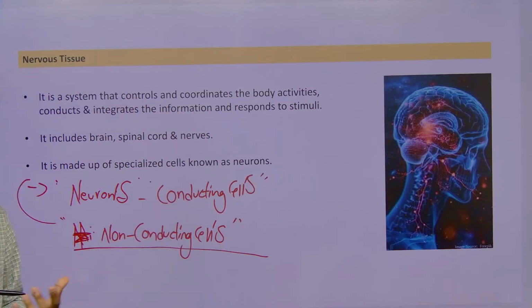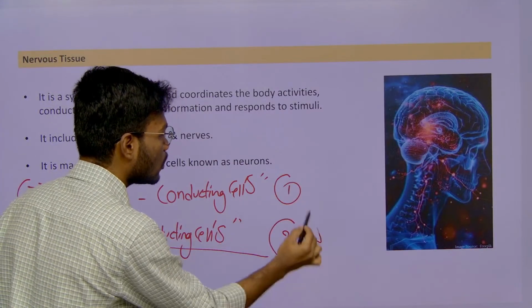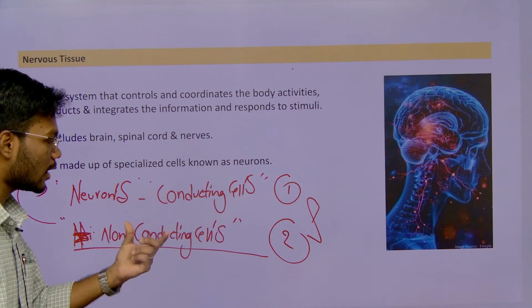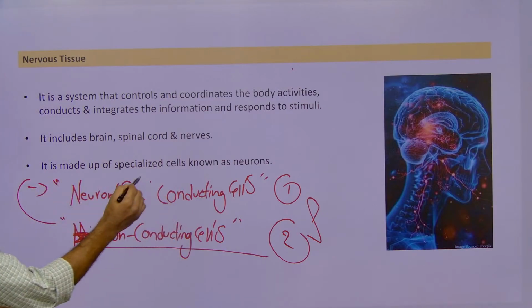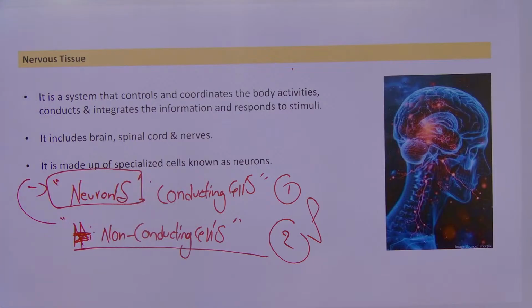Another one is what? Non-conducting cells. These are the two cells which play an important role in the nervous system. This nervous system is made up of two different kinds of cells: conducting cells and non-conducting cells. What are conducting cells? Neurons are the conducting cells. These are the structural and functional unit of the nervous system.